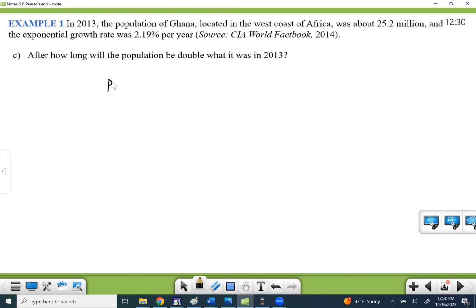Okay, so here's our model. Write it again. Well, it was 25.2, so double that would be 50.4. So that's what we're going to substitute in over here. This shows the population doubling. We started off with P naught, the initial population, of 25.2, and after some time has passed, P of t, it's up to 50.4.